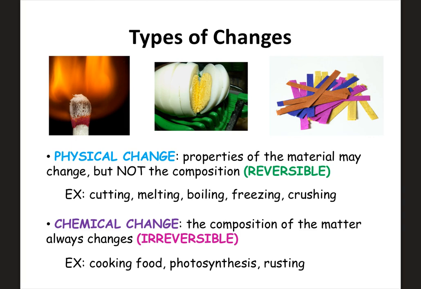So chemical changes are what we say irreversible because the only way you could get the substance back is if you underwent another chemical change. So something like cooking food. Anytime you're cooking food or burning something, that's going to be a chemical change. You get new substances. Photosynthesis is a great example of that. You have substances coming in, you have new substances coming out, and you're making the food here for the plants. Rusting is a good example.